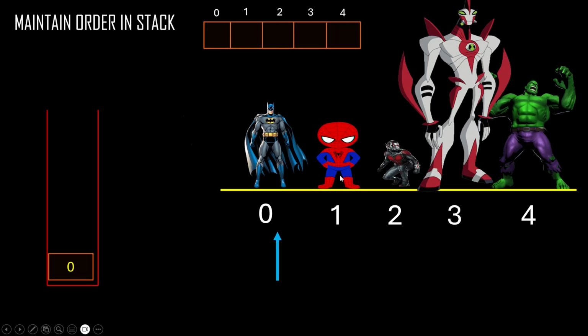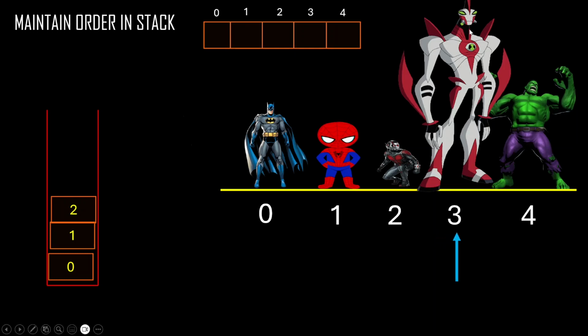And let's move to Spider-Man here. Again, Spider-Man is less in height than Batman. That means we are going to push Spider-Man as well. Let's push him. Let's move to Ant-Man, and Ant-Man is shorter, right? So of course we are comparing with element 1, which is Spider-Man, who is higher than Ant-Man. So we are going to push Ant-Man as well. Well, we got it. There are 3 elements in the stack currently, and Batman, Spider-Man, and Ant-Man are waiting in the stack. Let's move to Way Big.